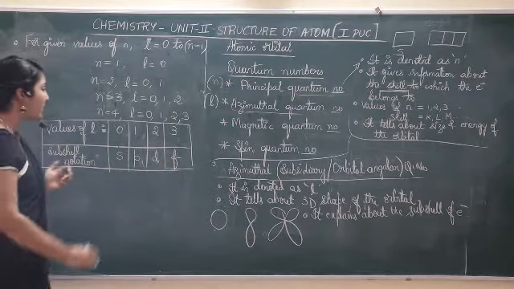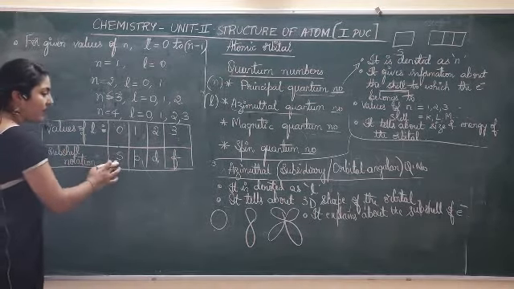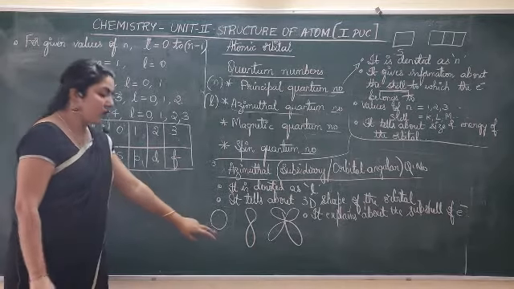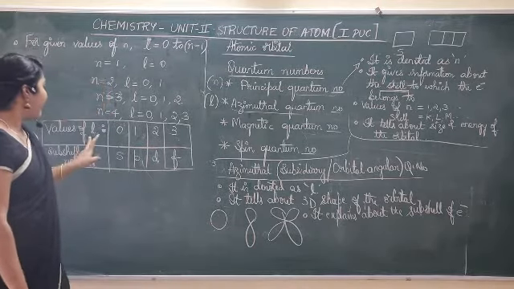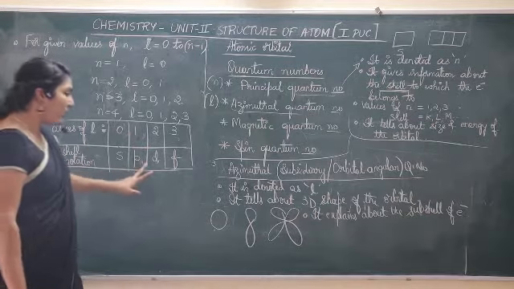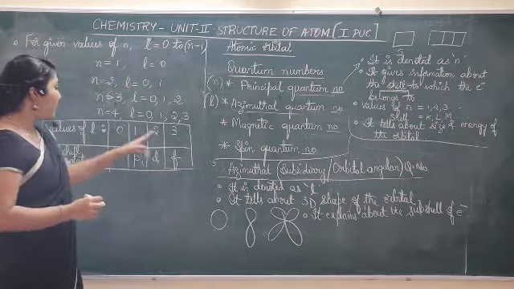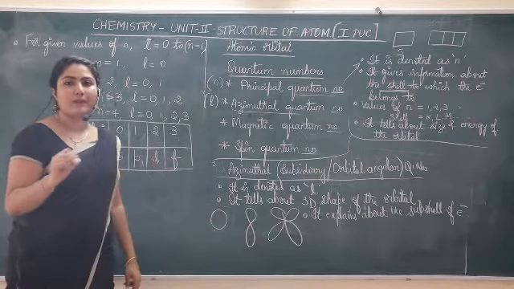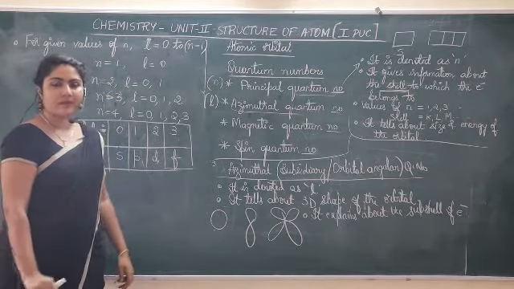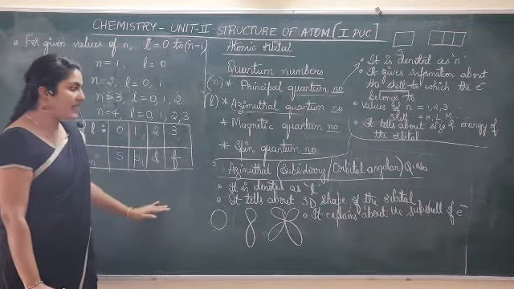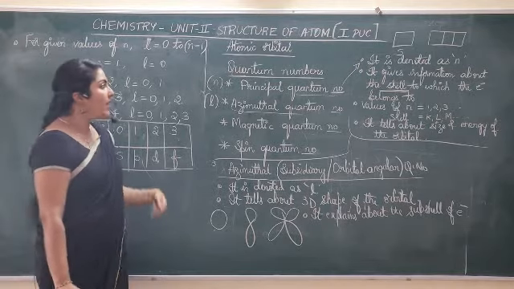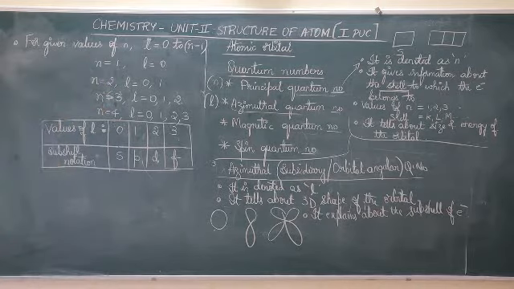If the L value is 0, that means we know it is s subshell, so the shape is spherical. If L is equal to 1, we know it is p orbital, therefore the shape is dumbbell. If L is equal to 2, we know it is d orbital, so the shape is double dumbbell. This is what we get to know. Hope it is clear for azimuthal quantum number. Next, subshell notations we will see in this itself.